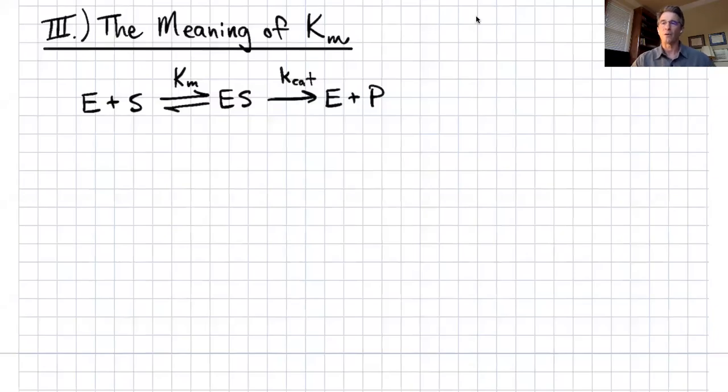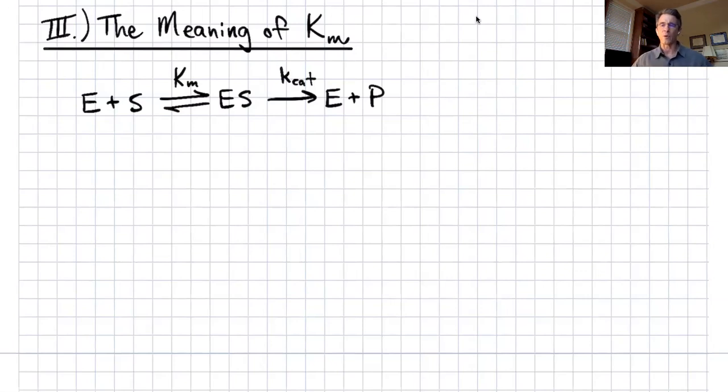All right. So last time we talked a little bit about a more general understanding of the meaning of kcat, this really important steady state catalytic parameter in thinking about enzymes. So now let's take a similar approach to thinking about Km.